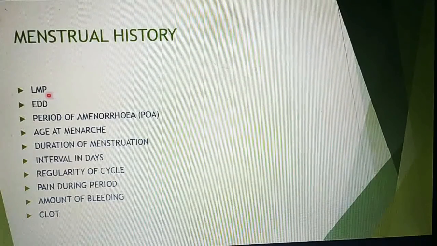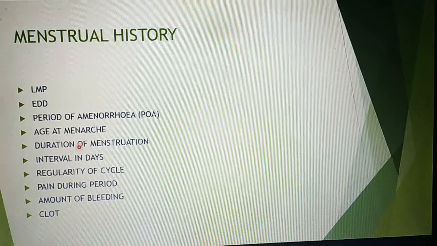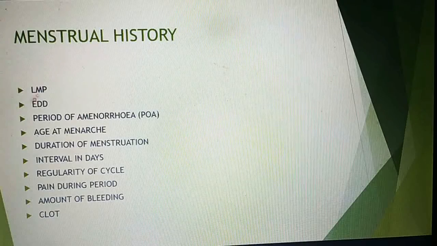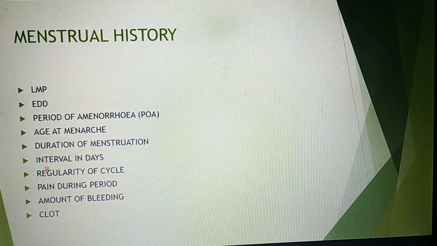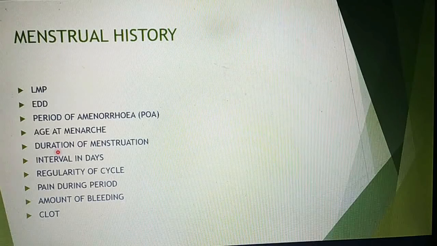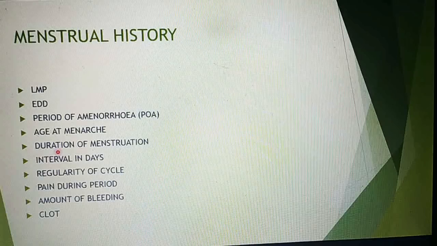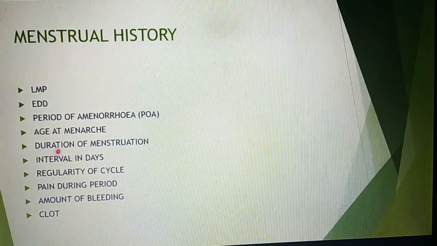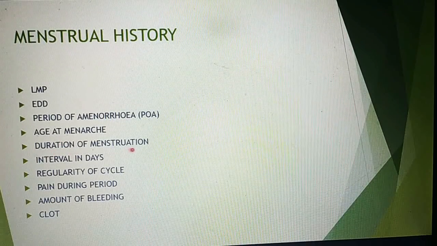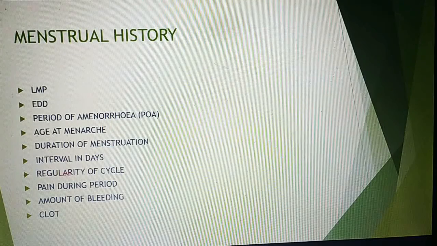today's date. Next, age at menarche. This part is also important in menstrual history: age at menarche, duration of menstruation, like is it 4 to 5 days or more or less than 4 to 5 days. You should record the duration of menstruation in days. Next, interval in days.